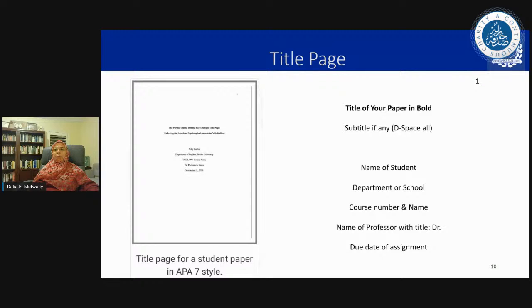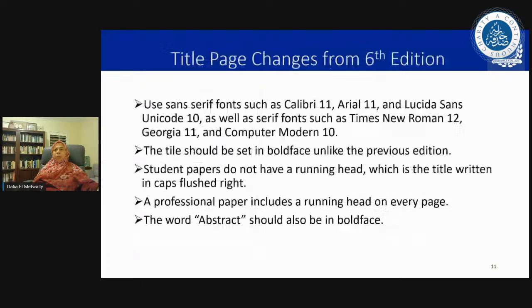You've got some of the information right here: name of student, department or school, course number, all the stuff we talked about. Now the title page changes from the sixth edition. We have a number of things that have actually changed. I've mentioned a few of them already, but among the things that I need you to watch out for is that the new seventh edition gives us more flexibility with what we're going to be actually writing, right?